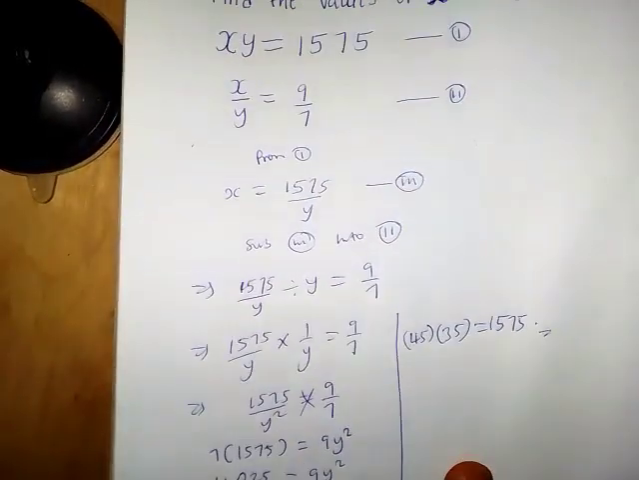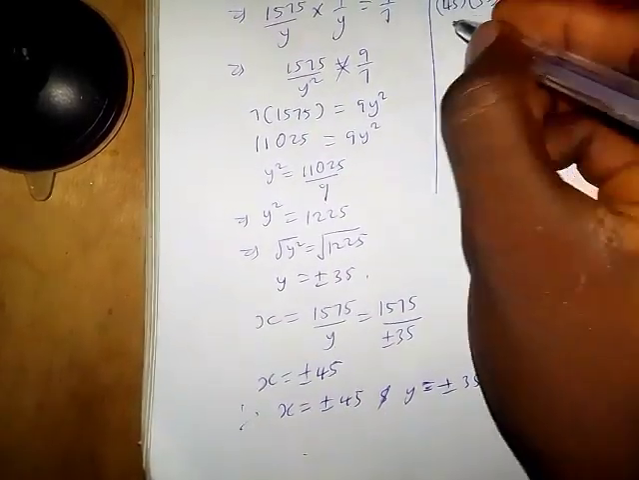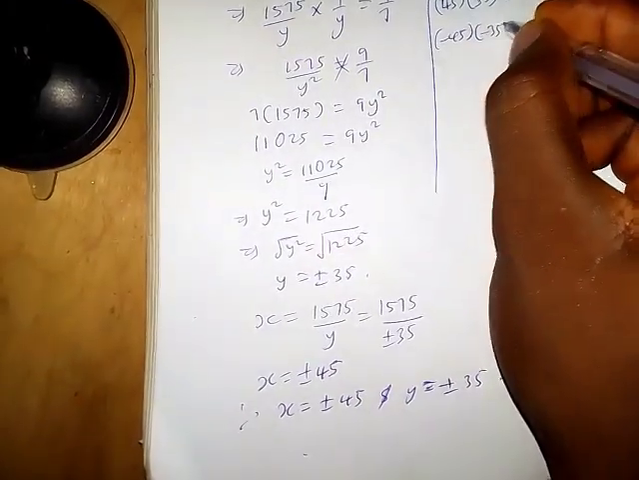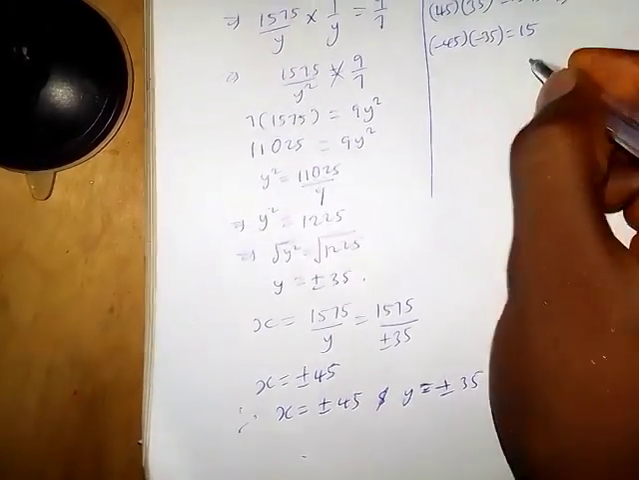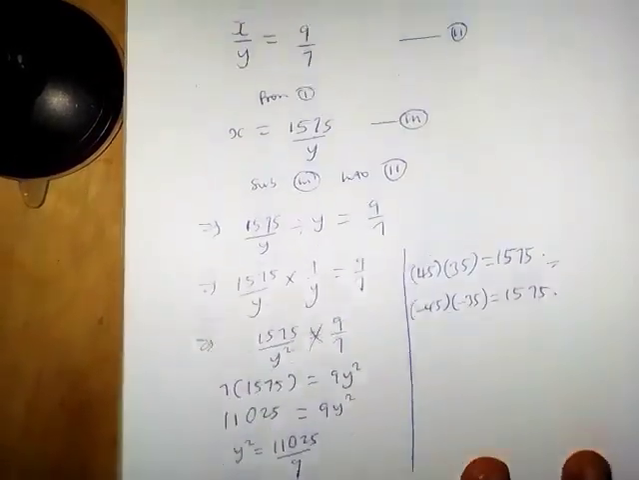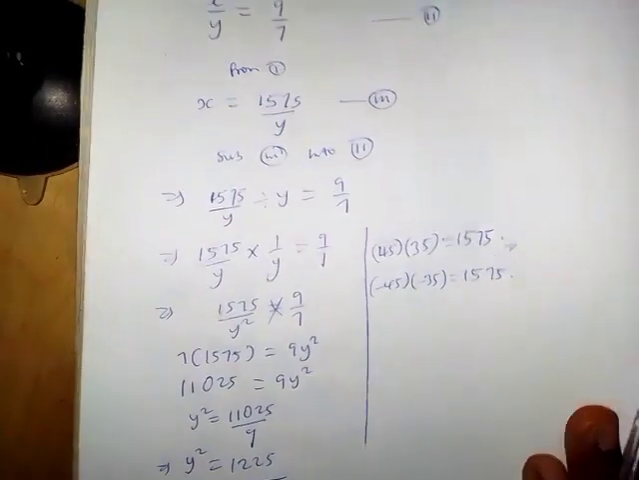So now let's confirm for when both x and y are negative. So we have minus 45 times minus 35, which is equal to 1575. So that means equation 1 is satisfied. You can check for equation 2 yourself. You will see that it is right.